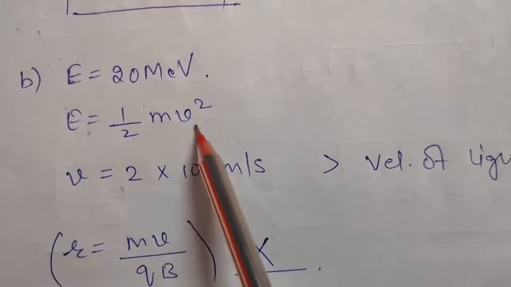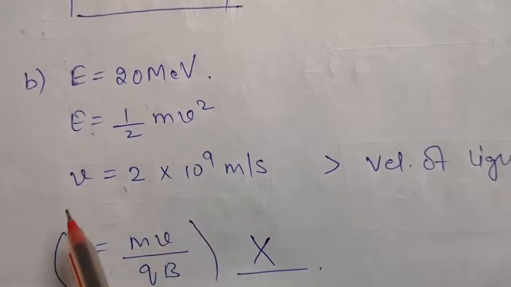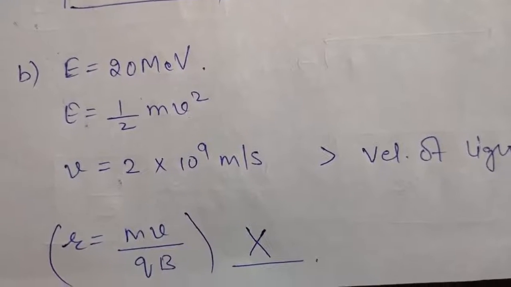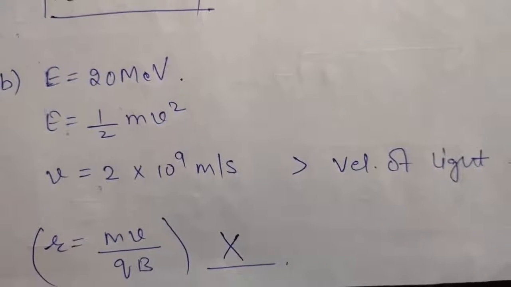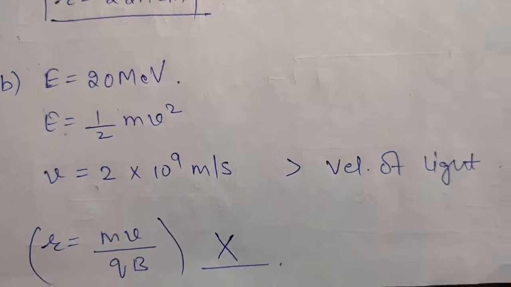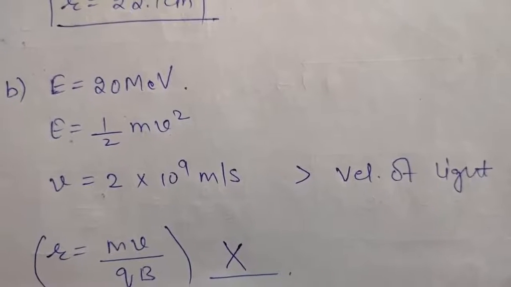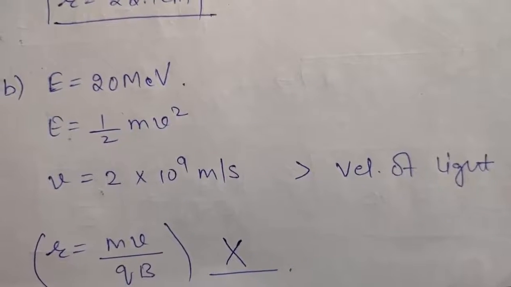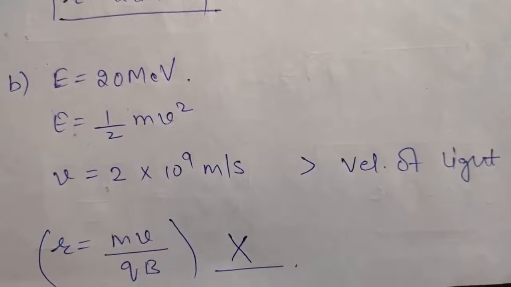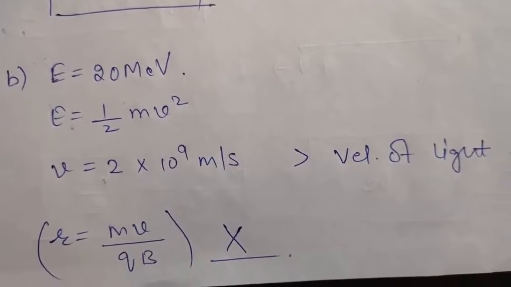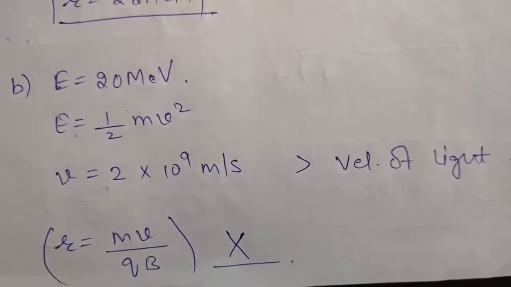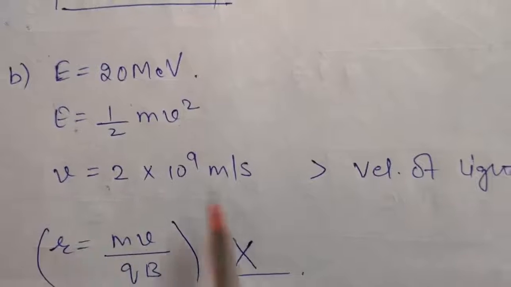So when you calculate the velocity of electron, that will come to be 2 into 10 to the power 9 meter per second. Okay, now as you can clearly see, this velocity is greater than the velocity of light, which is 3 into 10 to the power 8. And you know as well that no particle can travel faster than the speed of light. So that means this formula will not be valid here because this velocity is not realistic.